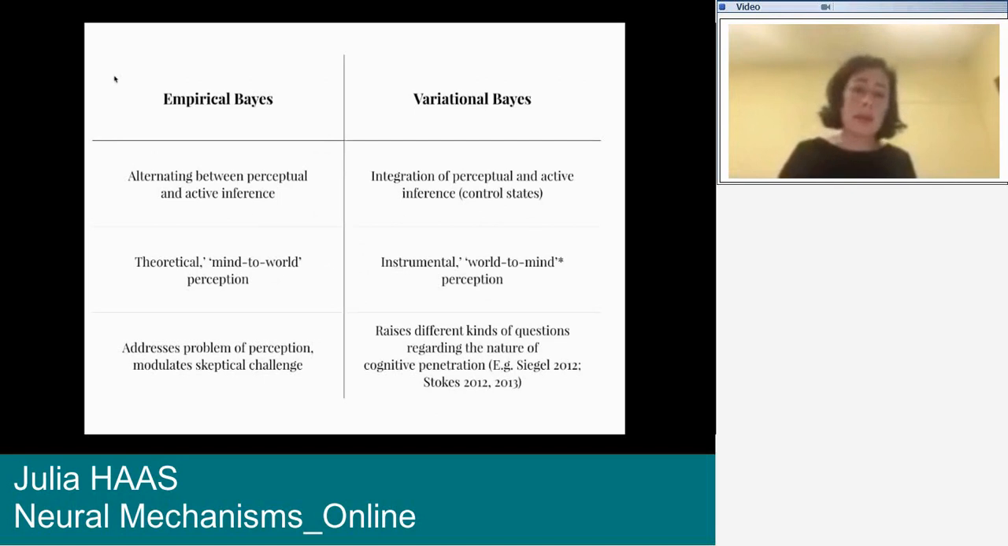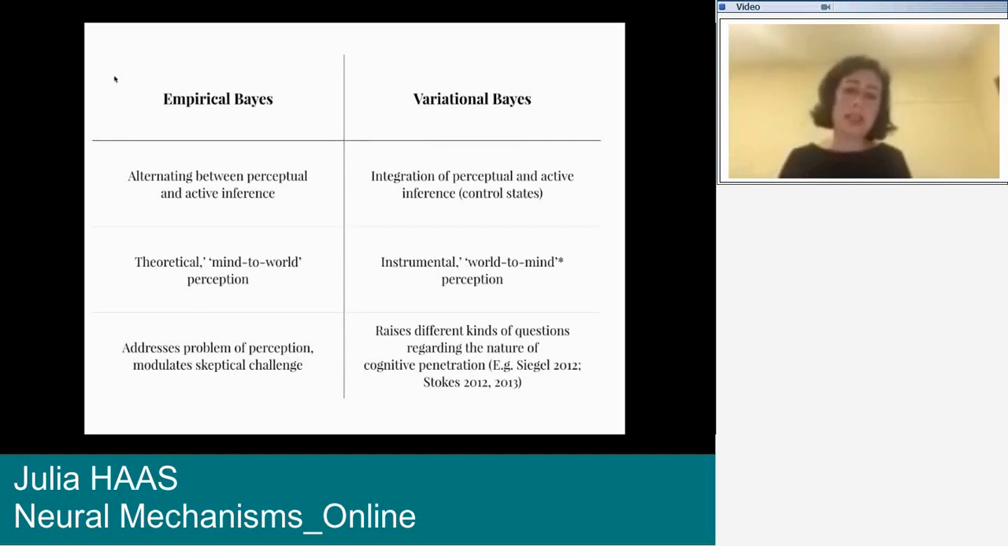So recall that on the empirical Bayes picture, as I've already mentioned, perception and action alternate. But on the variational Bayes picture, perception and policies, control states, are in fact integrated. And so if we come as philosophers to predictive coding because we're interested in perception and because we have this interest in the theoretical mind-to-world picture of perception, that's not the same exact picture that the variational Bayes account is going to substantiate for us. Because perception is conditional on policies in variational Bayes, we get something more like maybe a world-to-mind picture of perception. I'll say a little bit more about that in a second.